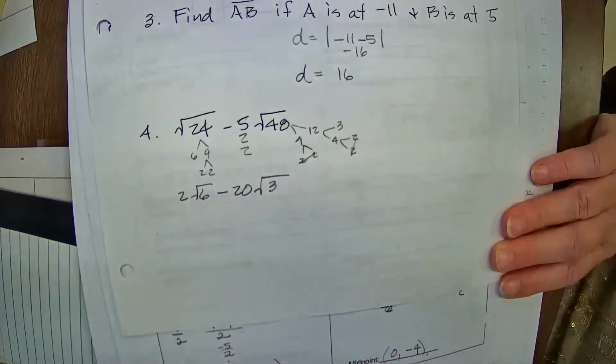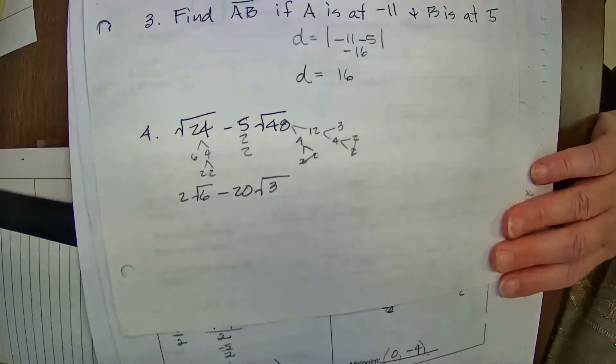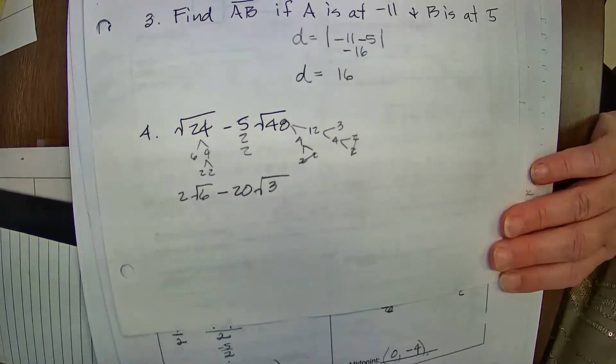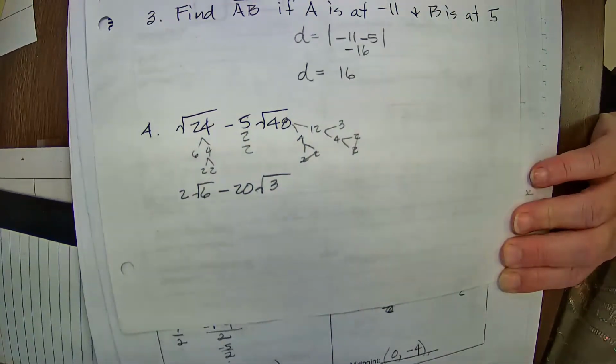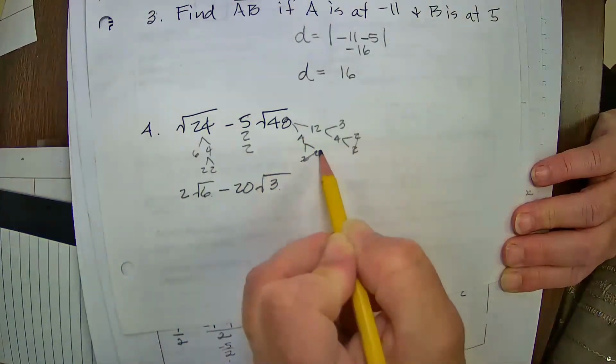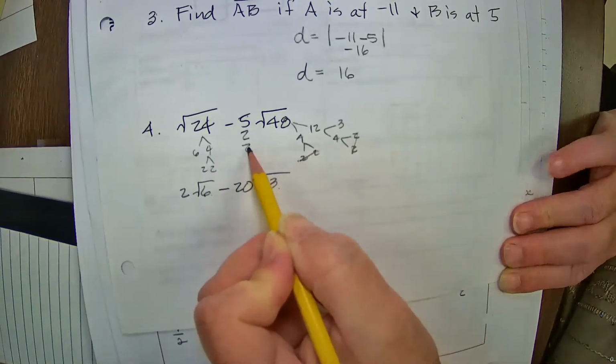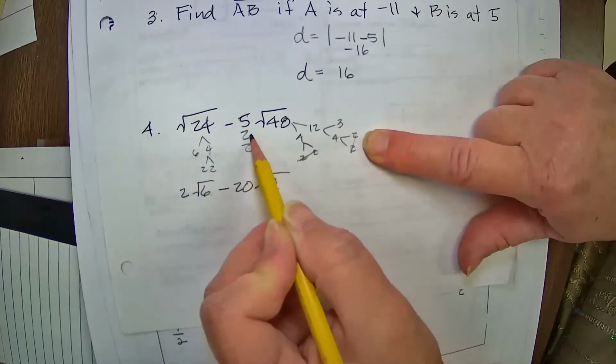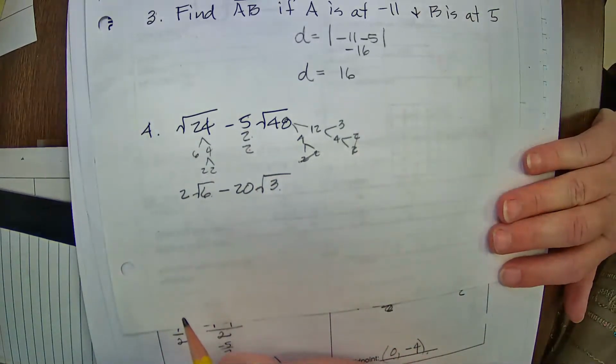Can we put these two together? No. Why? Because the number under the radical is not the same. That's exactly it. How did you get 20 in the middle? We had a 2 that came out, then we had another 2 that came out, and then you multiply it all together.